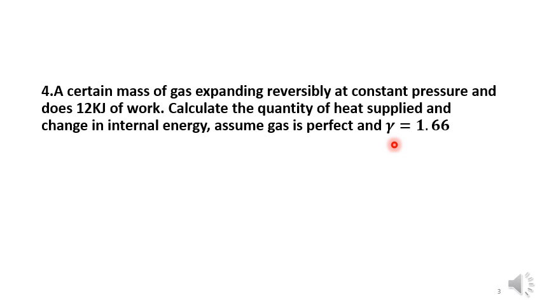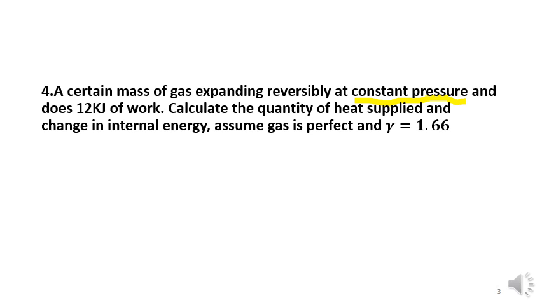So they gave the gamma value and asked to calculate the quantity of heat supplied, Q, and the change in internal energy, dU. And they gave the condition that it is at constant pressure. So I am highlighting the condition they gave: it is at constant pressure. So the process is under constant pressure, or the isobaric process.